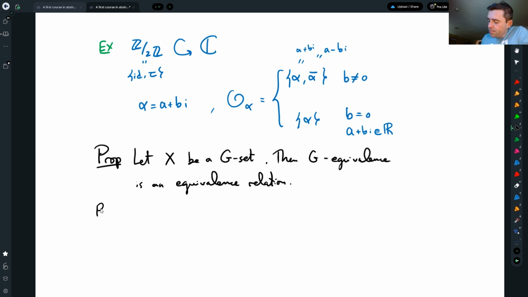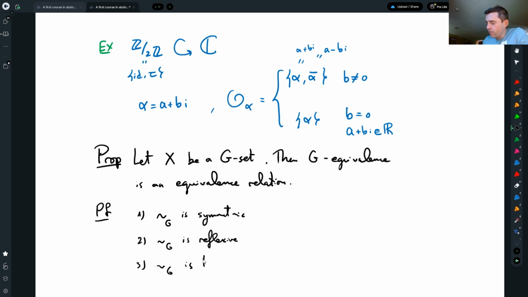What does that mean? We need to check that equivalence is symmetric, that equivalence is reflexive, and that equivalence is transitive. So let's see all those 3. So let's prove those.